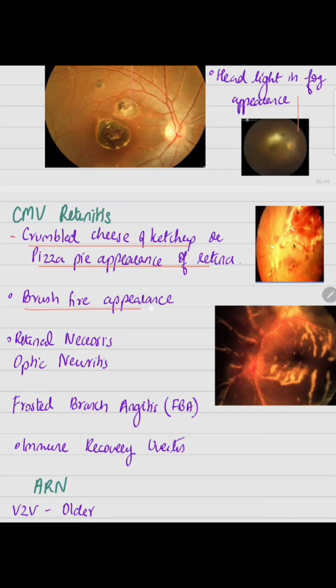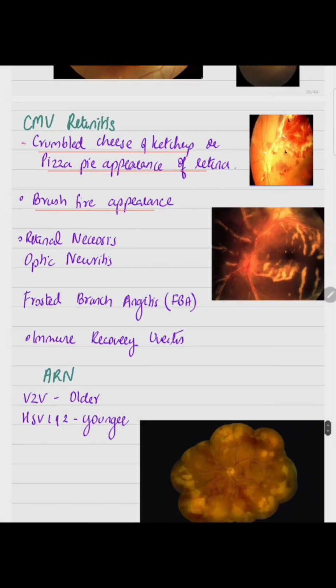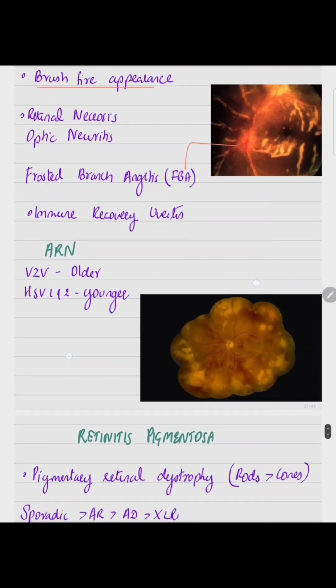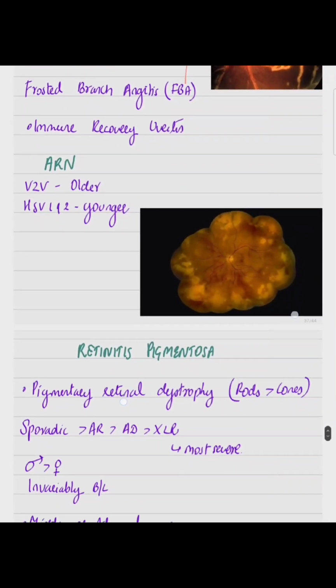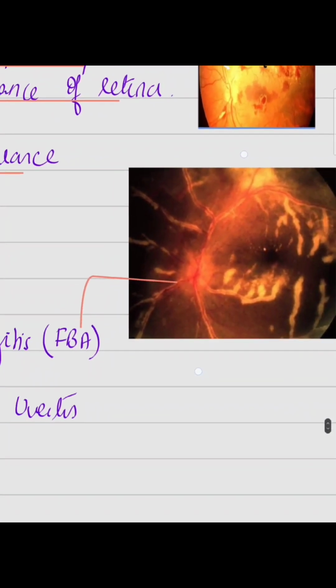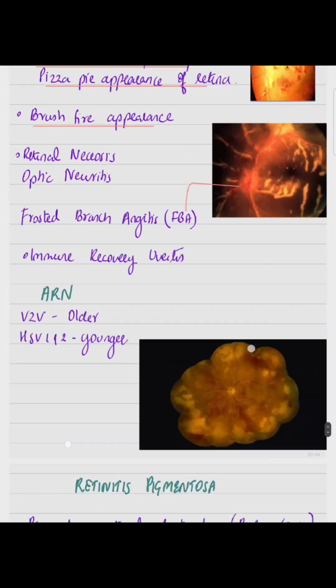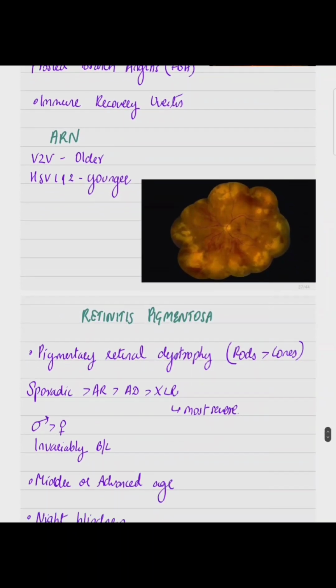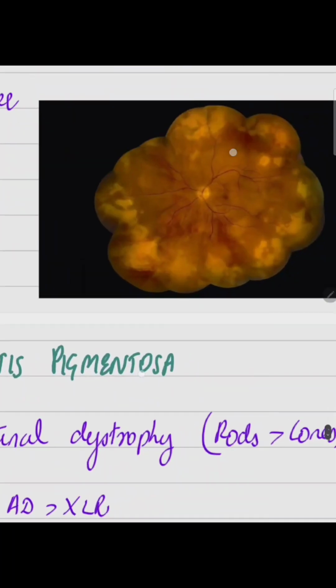Brush fire appearance is also there. It is similar because of the hard exudates and the hemorrhages. Then retinal necrosis and optic neuritis can be seen, and there is frosted branch angiitis, and immune recovery uveitis is also seen. Next, this is a frosted branch angiitis seen in CMV retinitis. Next is acute retinal necrosis, with areas of retinal necrosis.